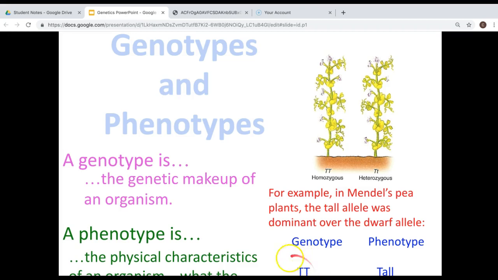And then, so this is the genotype. And then the trait, what we see with our eyes, is the phenotype. So big T would be tall. Big T, little t, heterozygous, is still tall because we have 1 dominant allele. And the only one that would be dwarf is homozygous recessive.